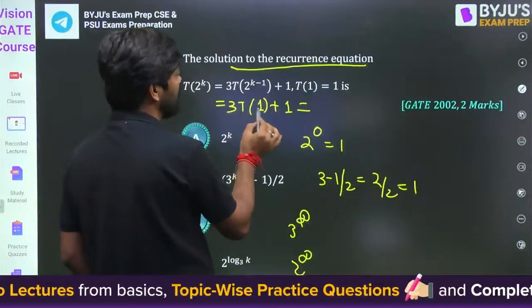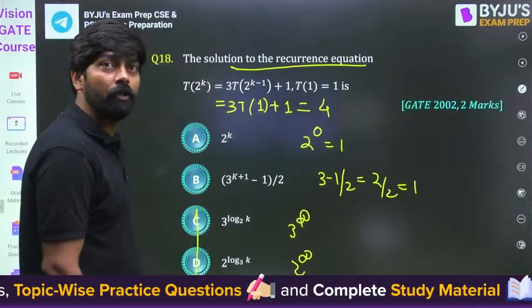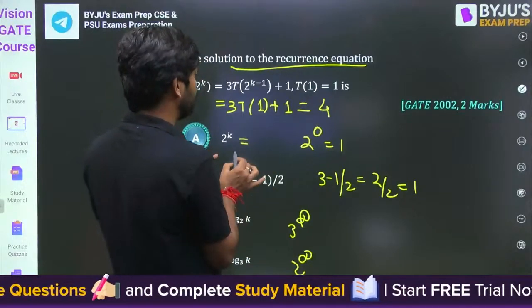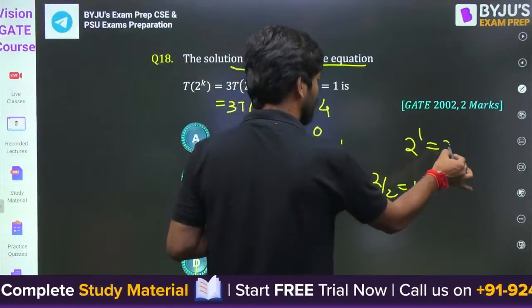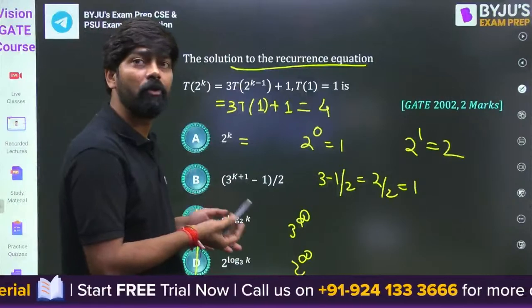So it is nothing but 3 into 1 plus 1. It is nothing but 4. You will get 4 here. Now, if you see clearly, if you put k equal to 1, 2 to the power 1 equals 2. You get 2 here. Then you can go with the B option. You are left with only B.